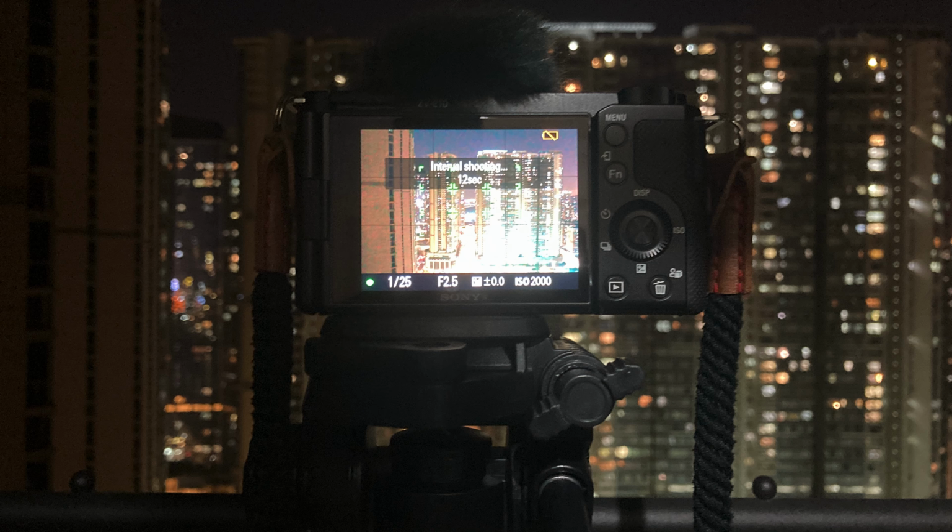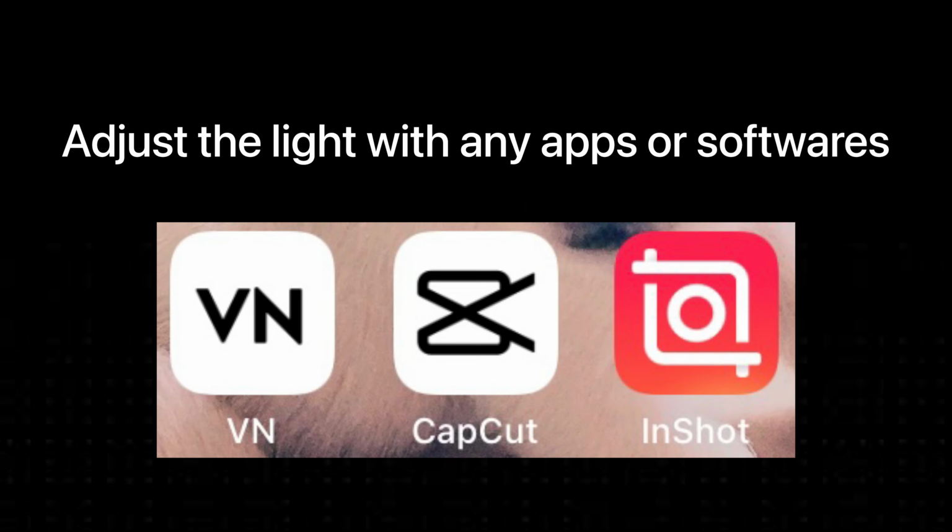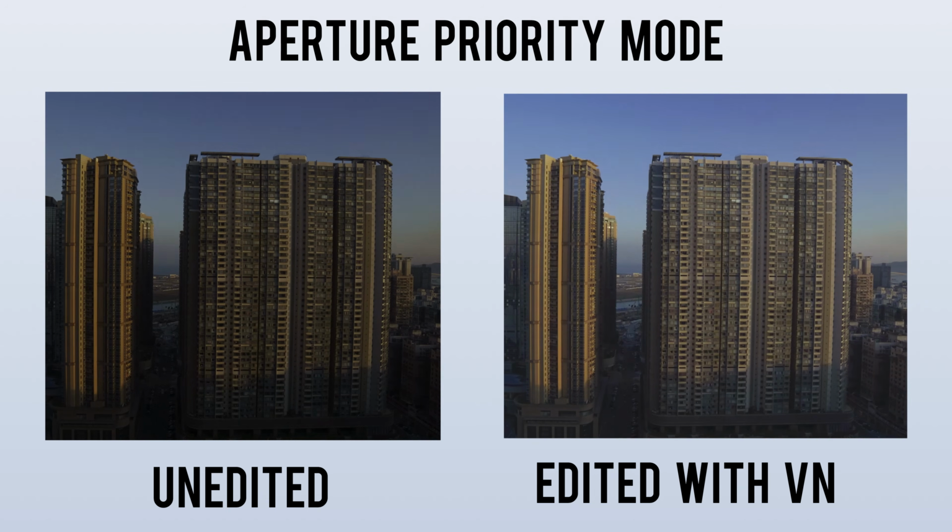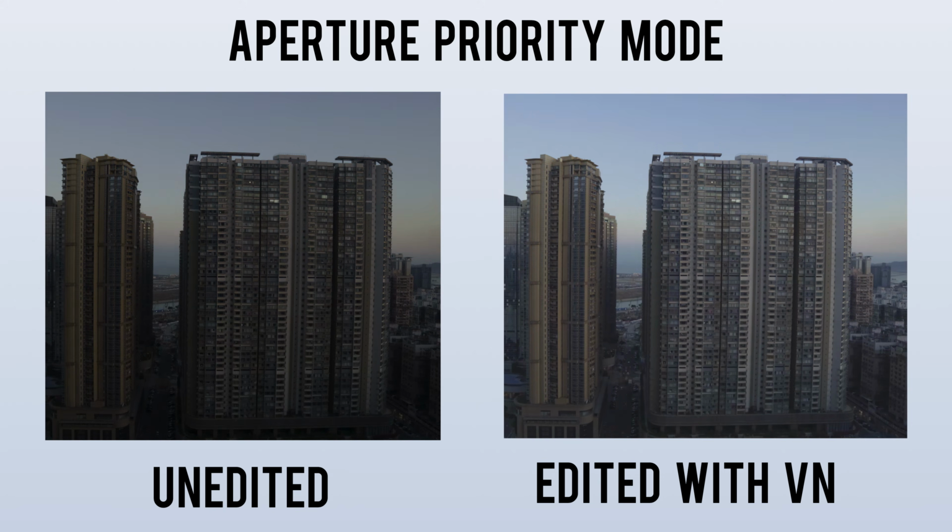I know some people would edit day to night time-lapse in Lightroom, but I don't use Lightroom, and I think the process looks a little bit troublesome. So if you're like me, you just want a probably not perfect but decent day to night time-lapse, then you can just use aperture priority mode and then post-edit the video using any apps or software you want.